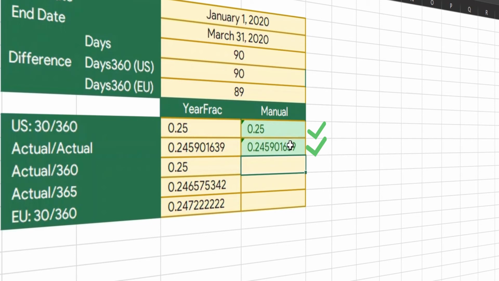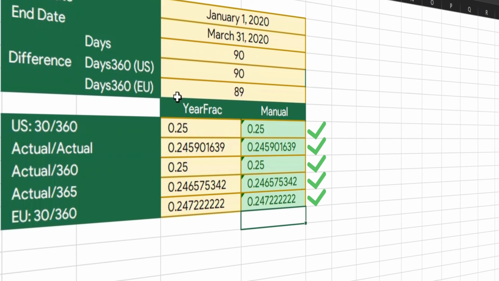In the third option, we need to calculate the actual difference between the two dates using the days function and divide that by 360. The fourth one is similar to the third one, but we have to divide the actual difference between the dates by 365 in this case. The fifth one is similar to the US option, but the only difference is that you need to calculate the difference between the two dates using the days 360 European option.